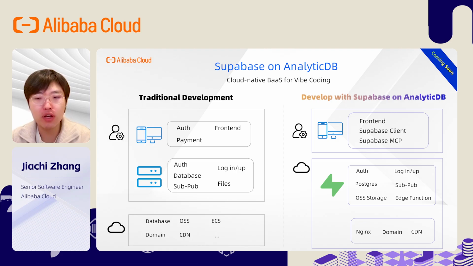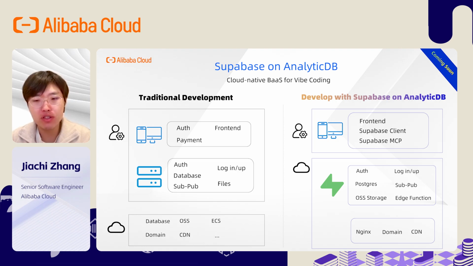We use this slide to contrast the traditional development with AnalyticDB Supabase. Traditionally, the development teams have to maintain auth, databases, storage, and edge functions separately. Then they also have to manage engines, domains, and CDNs. With AnalyticDB Supabase, these pieces come pre-integrated: a Postgres-compatible database, secure auth and login, as well as file storage and serverless edge functions, all behind a managed gateway. Your front end connects through the database client and MCP server, and the platform handles scaling and reliability.